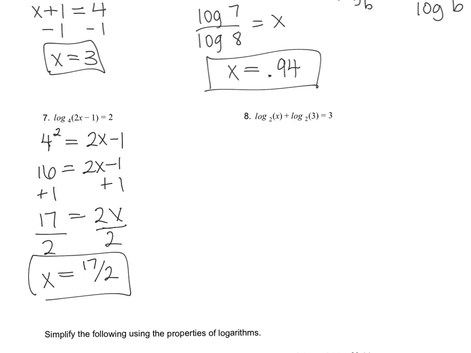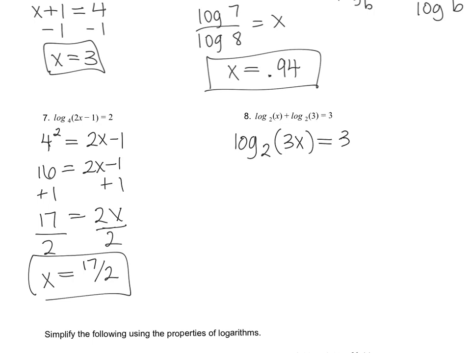On number 8, we have log base 2 of x plus log base 2 of 3 equals 3. Before I can convert my logarithm to exponential form, I first have to write it as a single log. So anytime we're adding two logarithms, we combine them as a single log by multiplying. So we're going to have log base 2, and then when we do x times 3, we end up with 3x, and then we're still equal to 3.